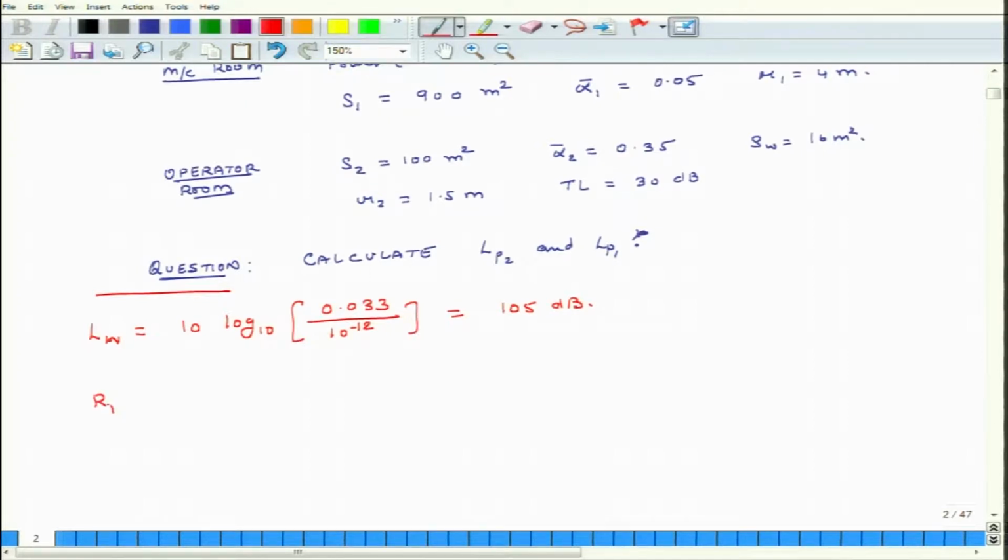Next we compute R1. So, what is R1? R1 is S naught times alpha bar plus 4 mv divided by S naught, divided by 1 minus alpha bar minus 4 mv by S naught, and this is for room 1. So, I am going to specify these things.